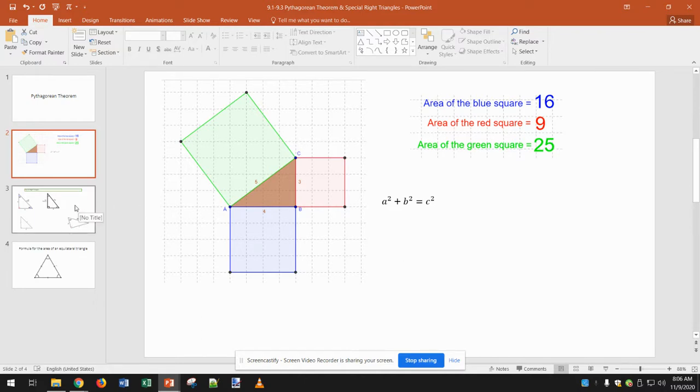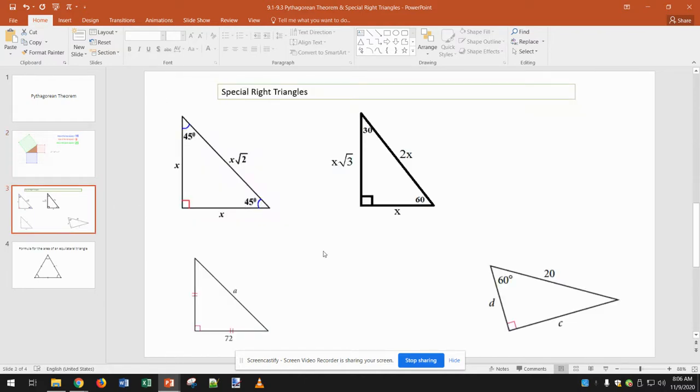The next thing is these special right triangles. I'm not sure if you've seen these before, but if you have an isosceles right triangle, then using the Pythagorean theorem, you can show that the hypotenuse will always be whatever this side length is times the square root of 2. I'm going to have you show this in a homework problem.